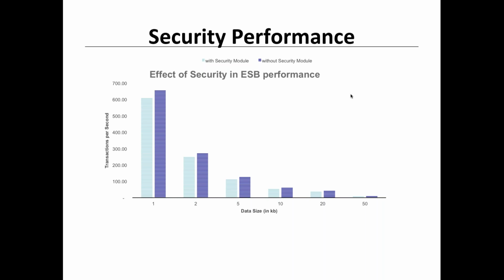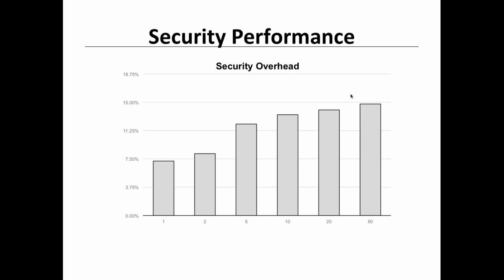But what is interesting here, and well, it's quite obvious, the bar graph with the lighter blue line represents the transaction time with the security module. It means we have encryption and decryption. While the bar graph with the darker blue line shows the transactions per second when there is no security module. So obviously, if we have no security module, we can process more transactions. So how big is the difference?